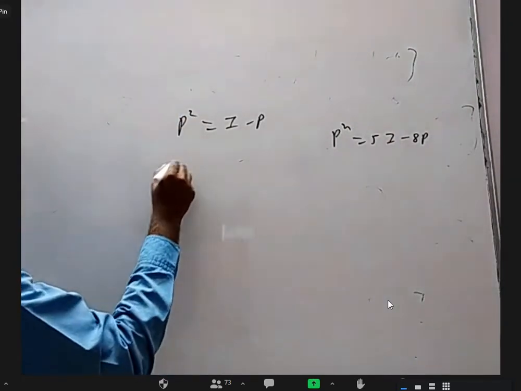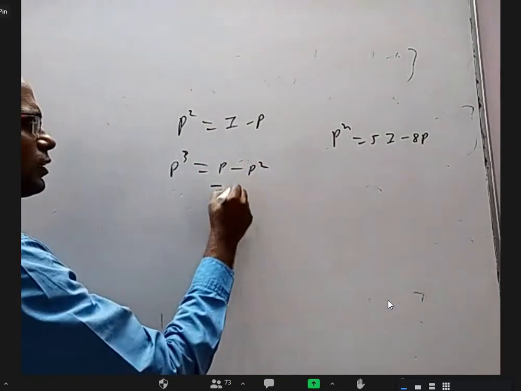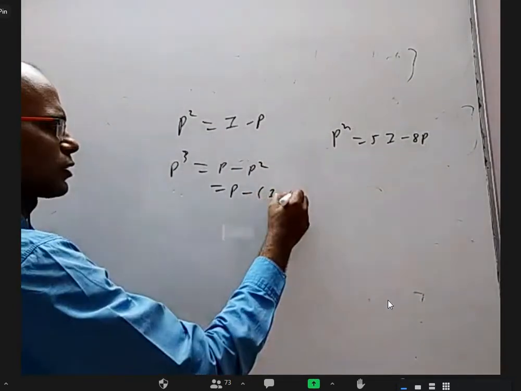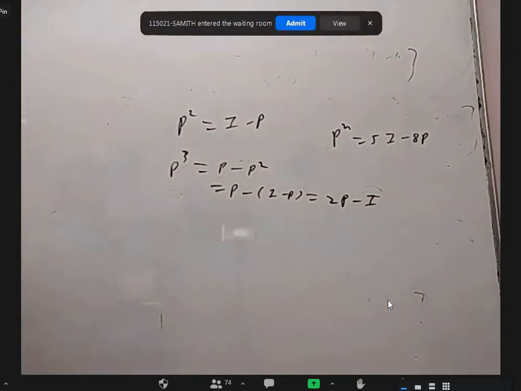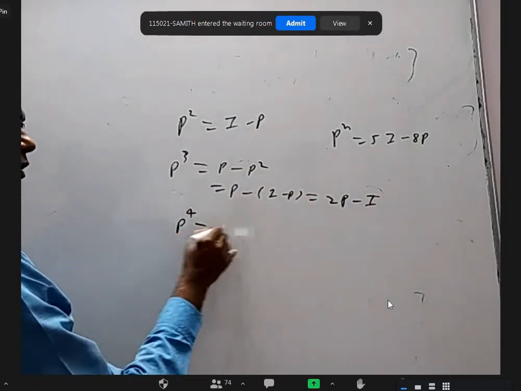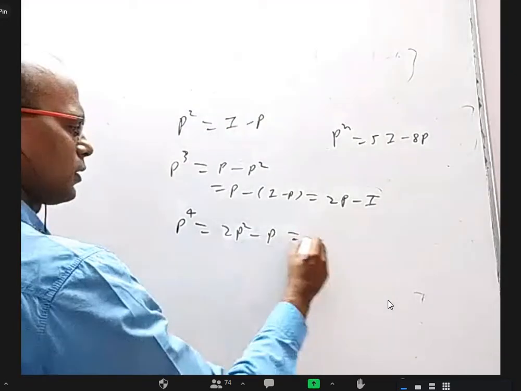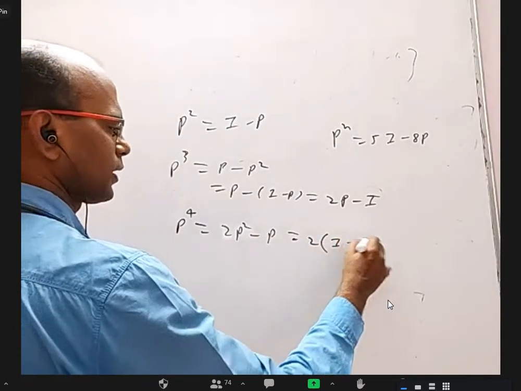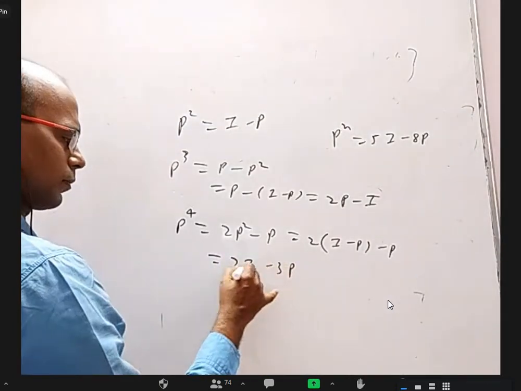Multiply P on both sides, we'll get P cube is equal to P minus P square, and in the place of P square, I can put I minus P. I got 2P minus I. Whether any pattern comes or not, we'll see after a while. Again, multiply P on both sides, we'll get P power 4 is equal to 2P square minus P. And in the place of P square, I can write I minus P, minus P. That is 2I minus 3P.